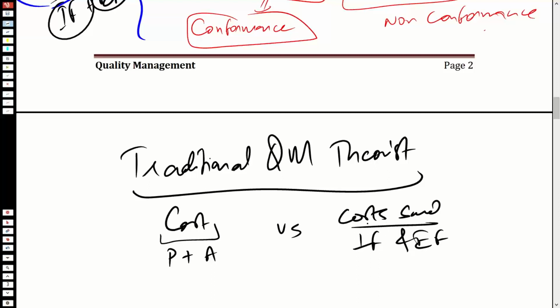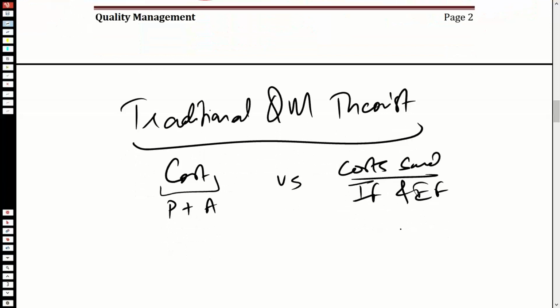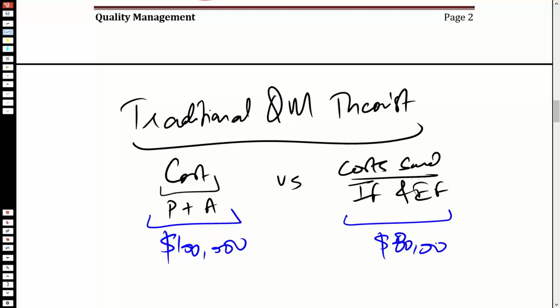So I repeat, what was their viewpoint? Their viewpoint was that you have to compare the cost that you've incurred for the prevention and appraisal phase with the costs being saved with respect to internal and external failure. So for example, if you have incurred a cost of, let's say, $100,000 here, and the cost that you have saved here is, let's say, $80,000, then the traditional quality management theorists were like, why do we need to incur this cost? Don't incur this cost. Let this failure happen.